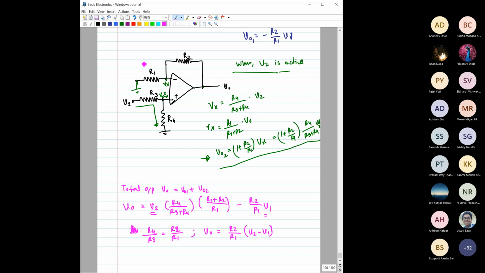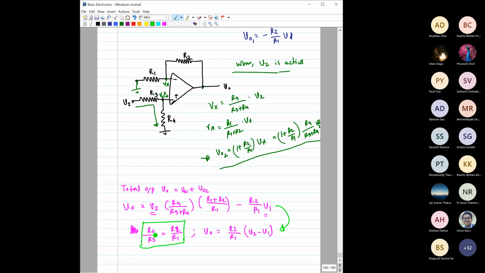Could you please check that for this condition whether this equation reduces to this equation or not? Could you please check? Yes. I think I am waiting for your response. Yes, sir. Okay, very good.